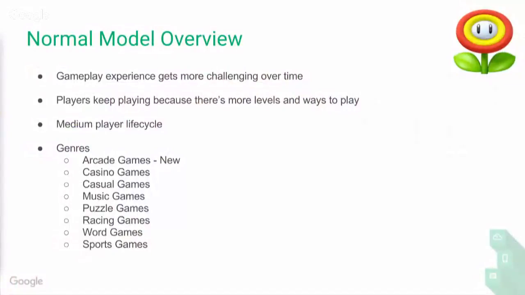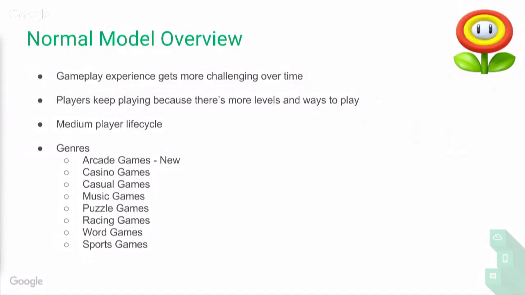Now, moving on to the next model, this is what I would call the normal model. The idea of games in this model is that the gameplay experience starts changing a bit or gets more challenging over time. The reason people keep playing is not because it's the same game every time I open it up, but let's say I play for about an hour and reach a certain number of levels. Well, now maybe there are new levels for me to unlock or maybe new ways to play, right?